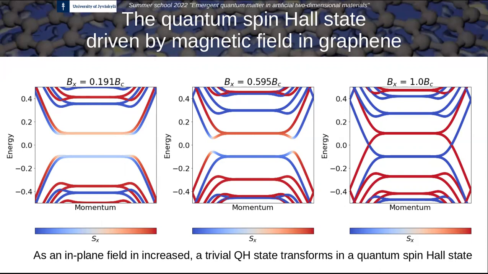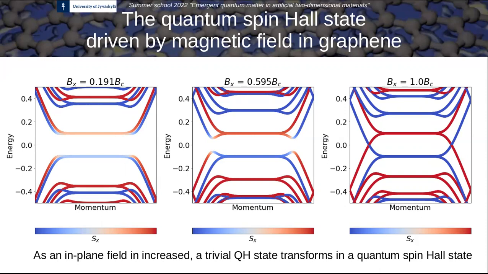Now, you may wonder, well, hold on. You actually mentioned that for having quantum spin Hall insulators, we needed time reversal symmetry, right? And here we are clearly breaking time reversal symmetry. So there's something that does not seem to match.